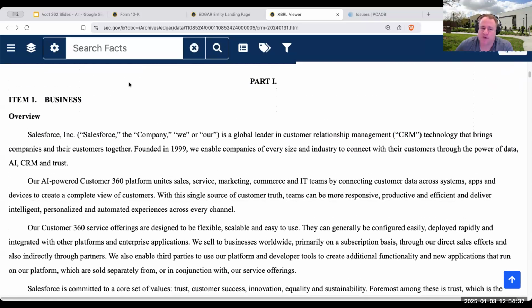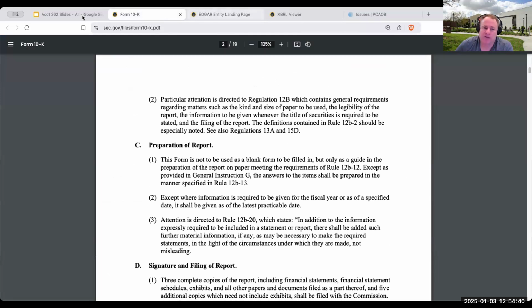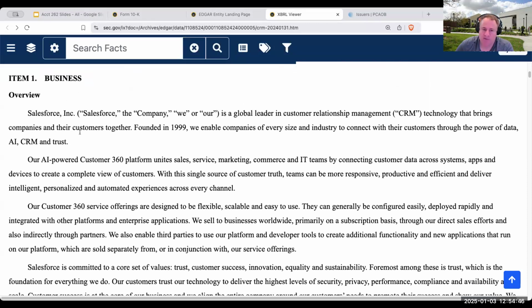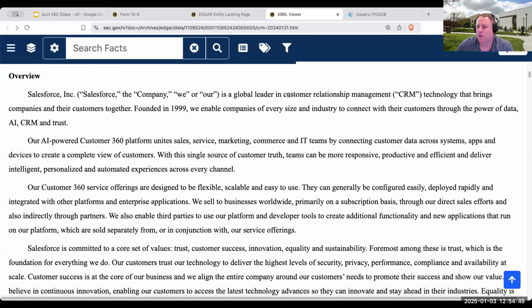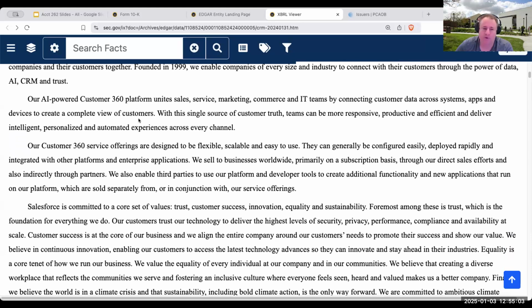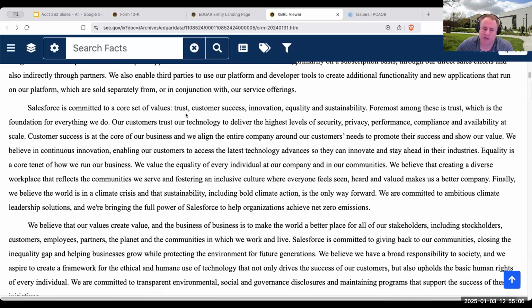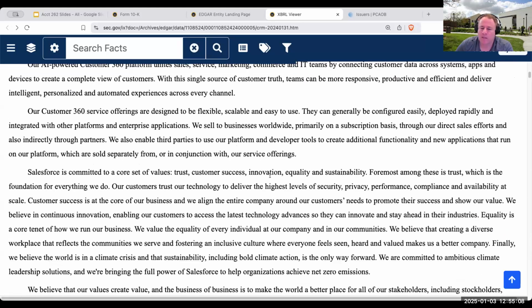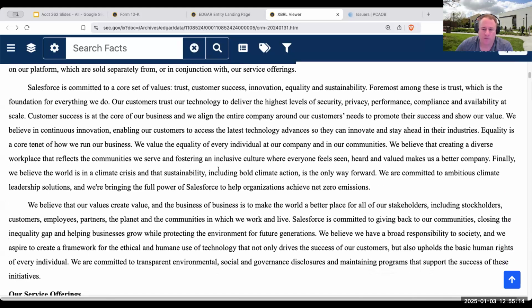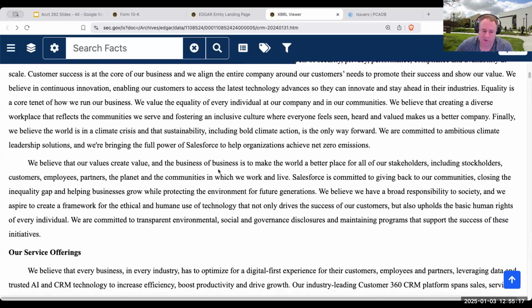So the first item is the business section: Part 1, Item 1, Business. It talks about Salesforce: "We are a global leader in customer relationship management technology that brings companies and their customers together." Founded in 1999, and as we go through here, it talks about their AI Customer 360 platform. Salesforce is committed to a core set of values: trust, customer success, innovation, equality, and sustainability. Foremost among these is trust, which is the foundation for everything we do.